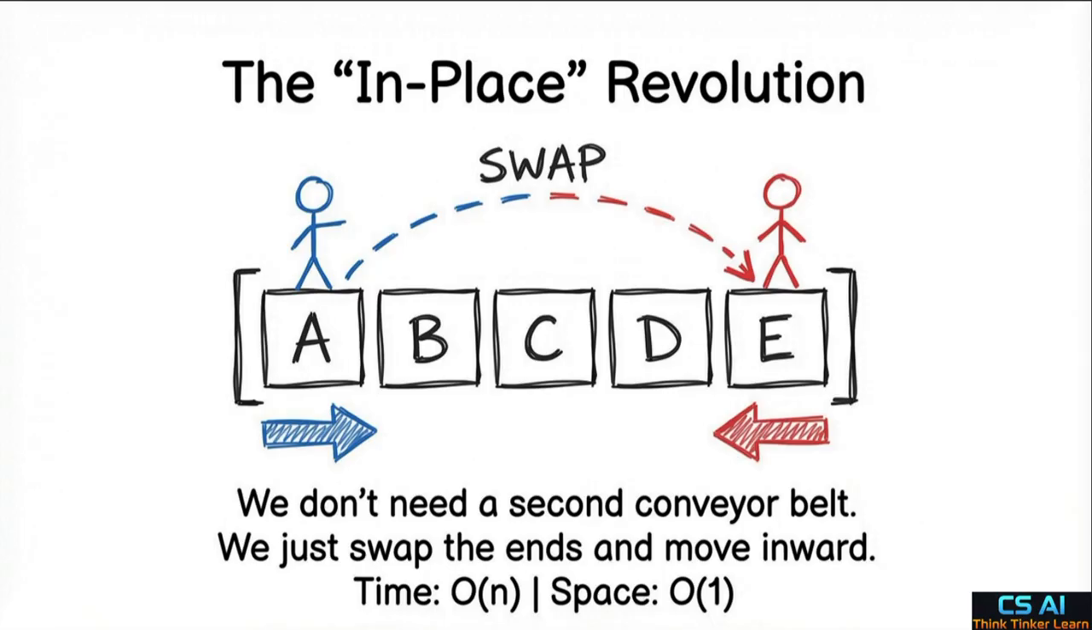Their job is to swap the items they are looking at. After the swap, they both take one step inward and repeat the process. This is the core idea of the two-pointer technique. We operate directly on the original array, which we call an in-place operation.